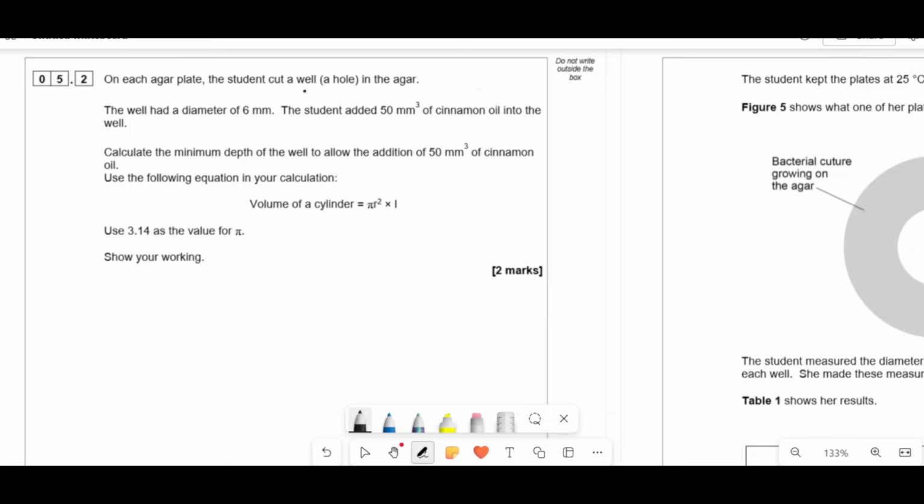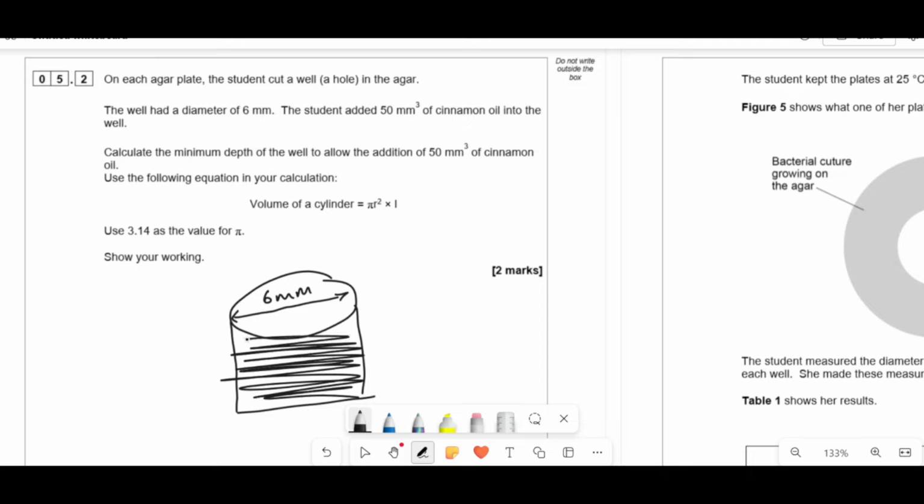Now, they told you that they've cut a hole in the agar and it's a cylinder, and they've told you some features about it. So it's cylindrical, and the stuff is going in this hole, right? They've told you that it's got a diameter of 6 millimeters. Cool. The student added 50 millimeters cubed of cinnamon oil. This is a volume. They want to put enough cinnamon oil in this so that it's nicely filled. Right? The question's asking you to work out the depth of the well. They're asking you to work out this bit here that would allow you to fit in this much cinnamon oil, which is 50 millimeters cubed.